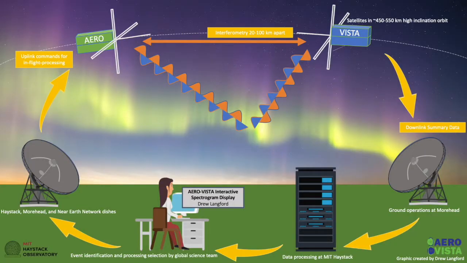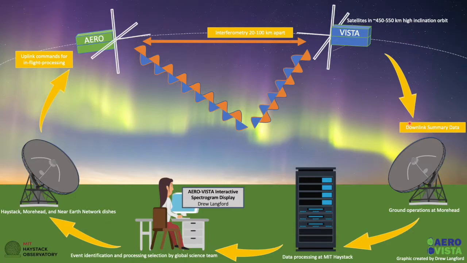To give a good idea of the daily operations for the AERO-VISTA mission, I'll be detailing some of the processes in this graphic. So to start at the top here with the AERO and VISTA satellites, here they're depicted doing an interferometric observation of the aurora. In particular, they'll be about 20 to 100 kilometers apart in this configuration, orbiting about 500 kilometers above the surface of the Earth.